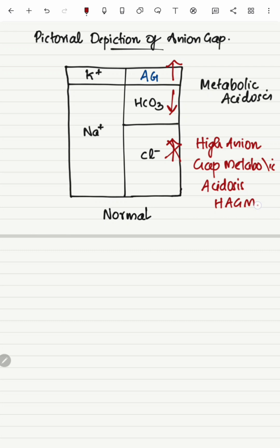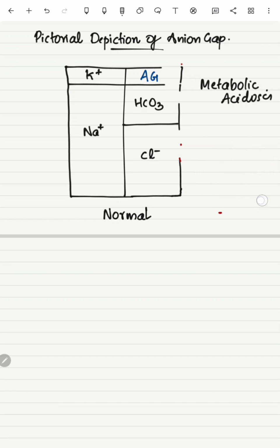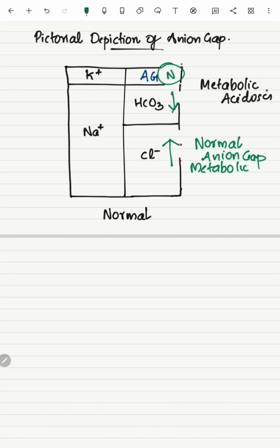Now we are moving on to the next scenario. Again we are discussing metabolic acidosis itself. So what happens in metabolic acidosis? Bicarbonate levels will be decreased. So to maintain the anion gap, chloride ions increase in our body. This type of metabolic acidosis is known as normal anion gap metabolic acidosis. So I hope you have understood the concept of HAGMA and NAGMA.